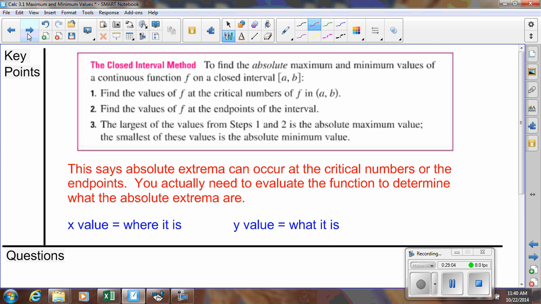If we want to find an absolute maximum or an absolute minimum, they are restricted to certain places. An absolute maximum or minimum will only occur at critical numbers or at the endpoints. But in order to figure it out, we'll usually need to plug them in and get the function values.